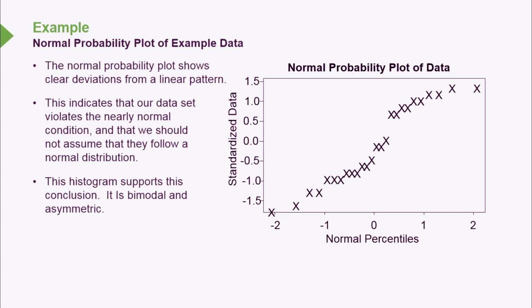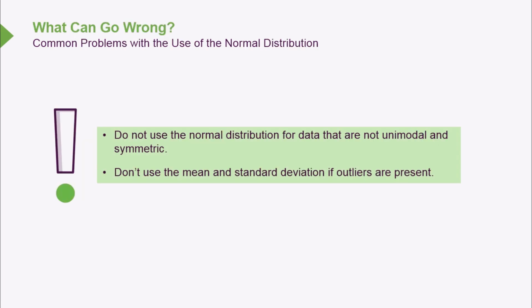All right, so a couple of common issues with the normal distribution. The biggest problem with using the normal distribution is using it appropriately. Mainly, we don't want to use the normal distribution for data that are not unimodal and symmetric. And in addition, we don't want to use the mean and standard deviation to summarize our data set if outliers are present. So what we've discussed then is shifting and rescaling data, standardizing data, and then using that to find probabilities corresponding to the normal distribution, and when the normal distribution is an appropriate thing to use to summarize a data set.